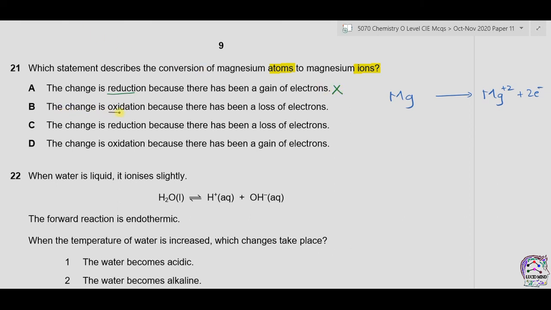B. The change is oxidation because there has been loss of electrons. As we can see that magnesium has lost 2 electrons and it is a metal, so therefore B is correct. C. The change is reduction because there has been loss of electrons. Now loss of electron is not reduction, it is oxidation, so C is incorrect. In D, the change is oxidation because there has been a gain of electrons. As oxidation is the loss of electrons, therefore D is also incorrect. The answer is therefore B.